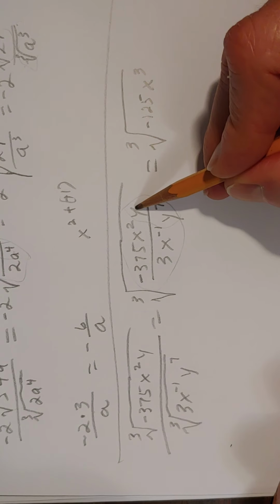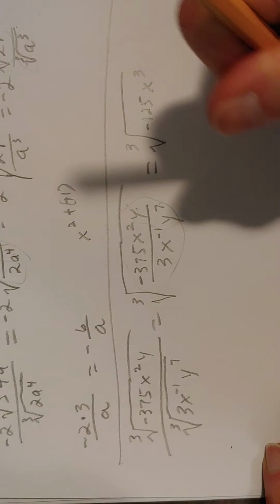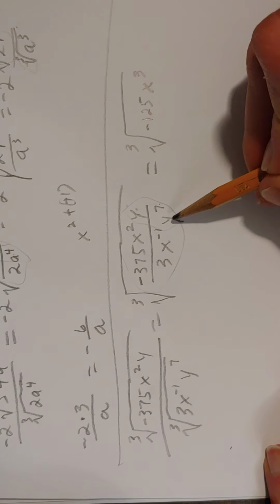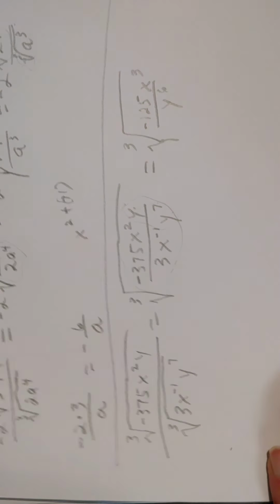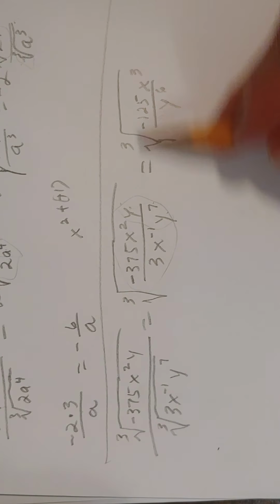This part right here with the y's, you could say y to the 1 minus 7, which is y to the negative 6, and then move it down in the denominator and get y to the 6. Or you can say this y divides out one of the y factors here, and it leaves me with y to the 6 down in the denominator. So now we have this problem. So we've simplified it a little bit.